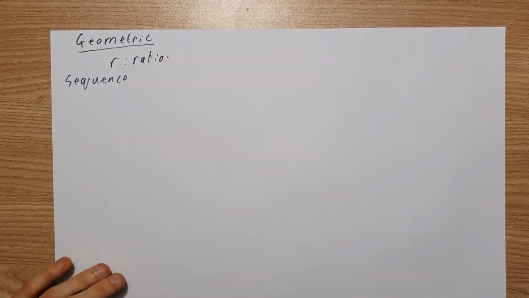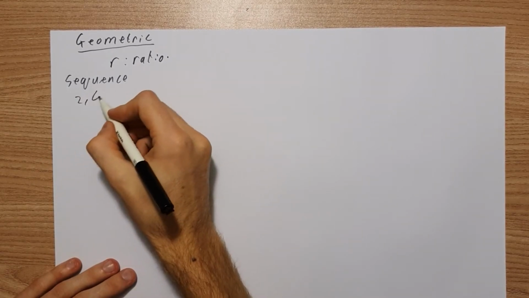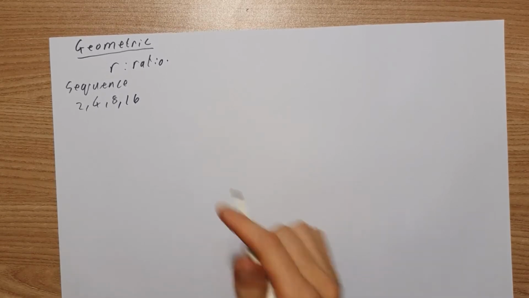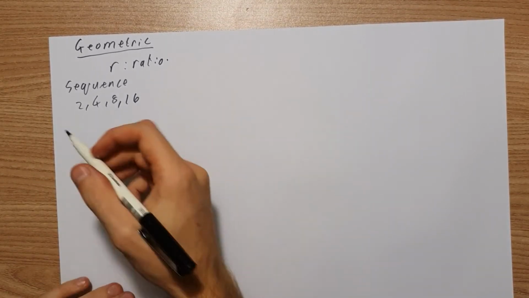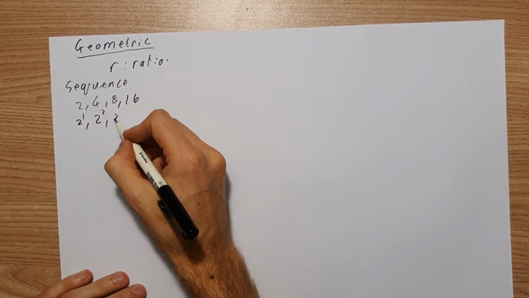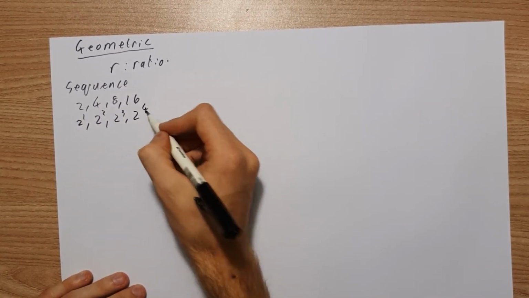Okay, so for instance, if we look at the following: 2, 4, 8, 16, we can rewrite this as 2 to the power of something. So this is 2 to the 1, that's 2 to the 2, 2 to the 3, 2 to the 4, and so on and so on.